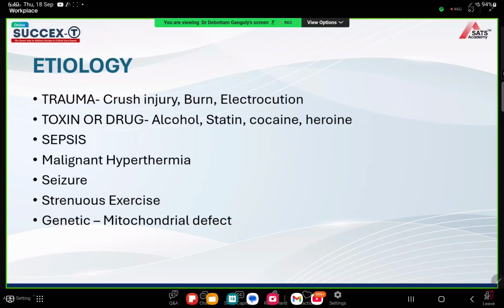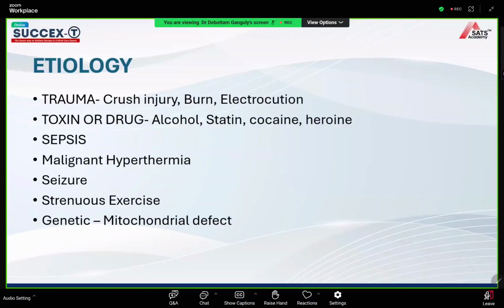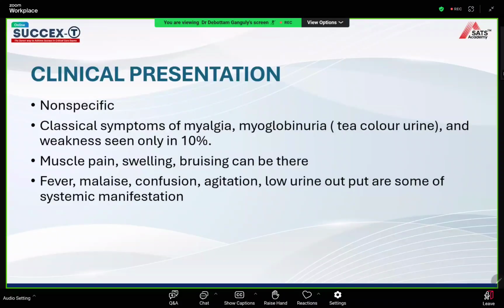So etiology: trauma, crush injury, burn, electrocution, toxic or drug-induced causes such as alcohol, statin, cocaine, all these things. Sepsis, definitely. Malignant hyperthermia, seizure. We usually check CPK to tell whether it is seizure or pseudoseizure. Strenuous exercise, very common in army personnel. Genetic mitochondrial defects can also lead to rhabdomyolysis.